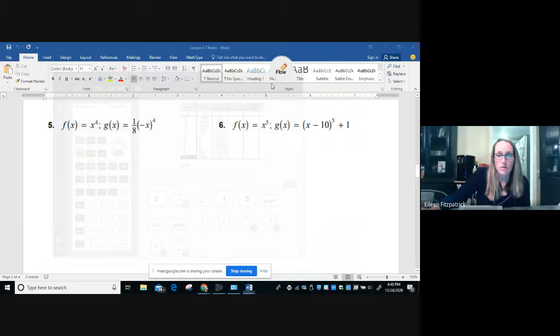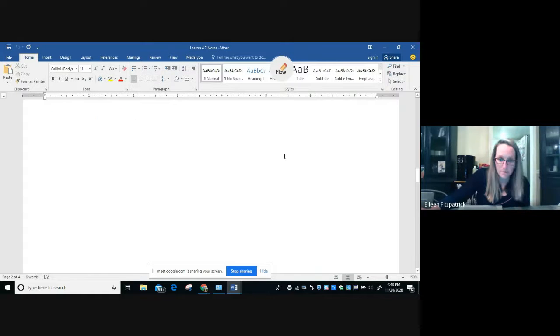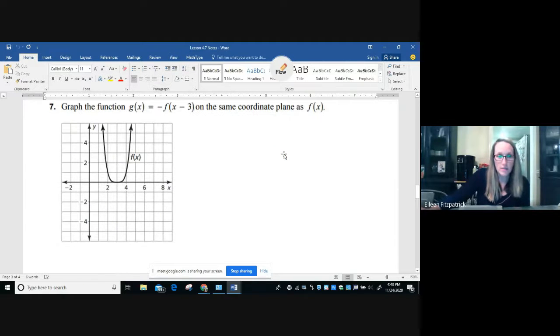Oh, I didn't want to close that. Oh, well, that's okay. All right, so here it says graph the function g of x equals negative f of (x minus 3) on the same coordinate plane as the f function. Oh, sorry, I'm getting tired. Okay, so let's talk about what transformations that's saying. They're saying for the new function, they want you to take this function that's given and perform these two transformations. That's how you kind of have to read it.